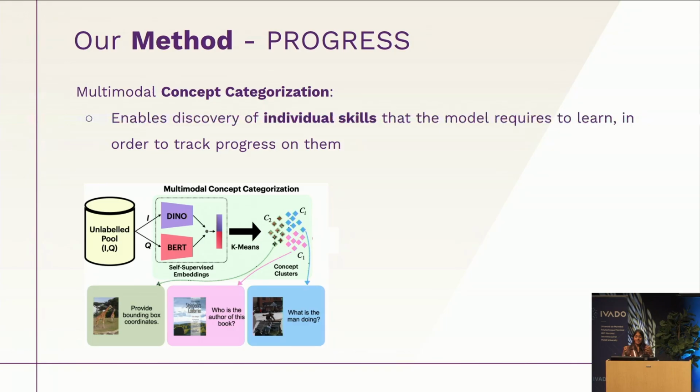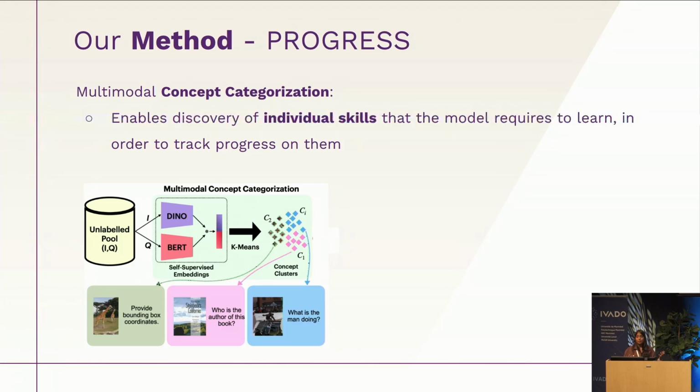The reason for doing this is because we don't want to track the model's accuracy or loss on individual data points. We want to track the performance at the level of skills, right? So is the model doing well on counting? Is the model doing well on color recognition, OCR, reasoning, and all of that?